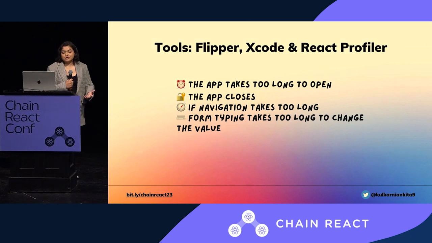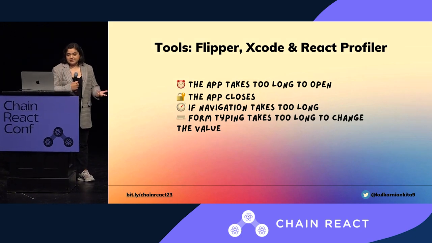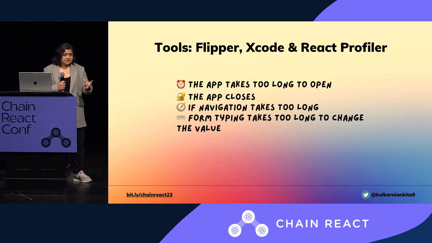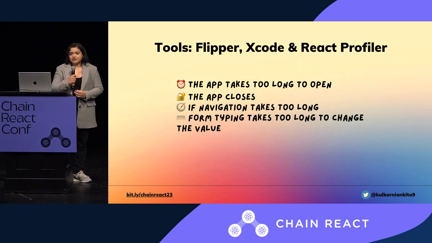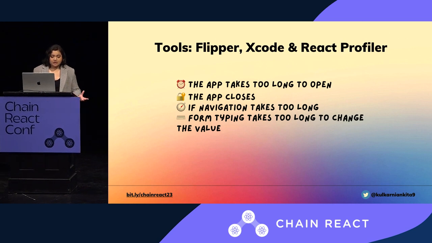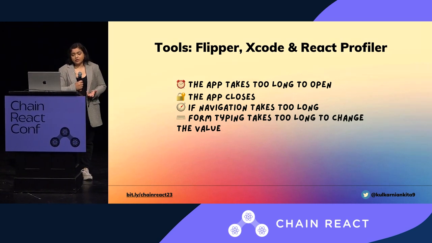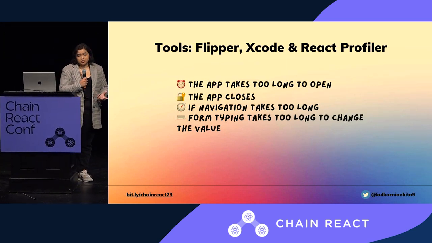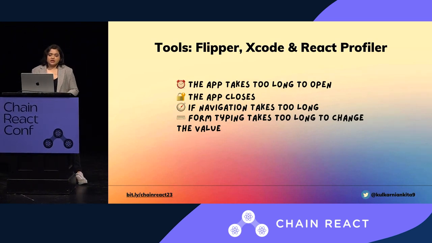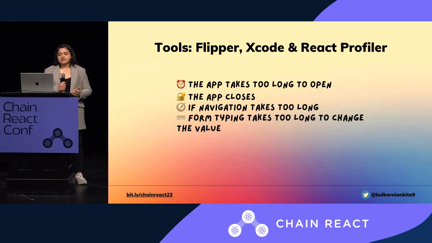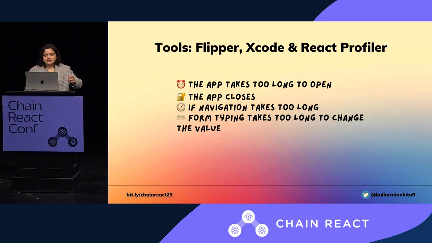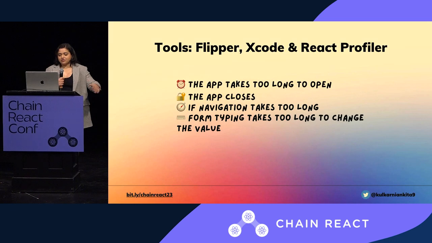And you can use tools such as Flipper, Xcode, and React Profiler. There are things that you need to keep in mind, right? For example, does the app take too long to open? What is the time for the app closing? If navigation takes too long, what about form typing? Does it take too long to change the value and so on? These are all things that you can check in Xcode, React Profiler, as well as Flipper, so start testing the performance there as well. Again, little increments along the way in your feature development cycle will really help you out.